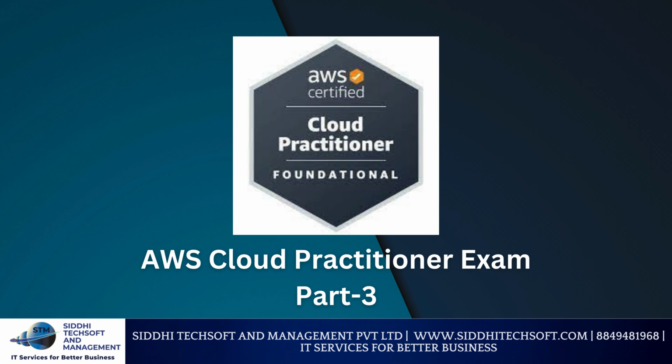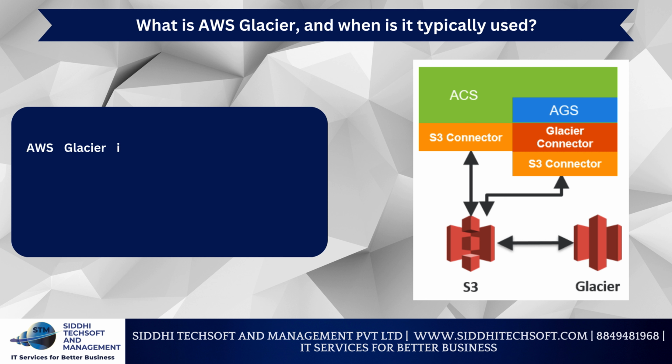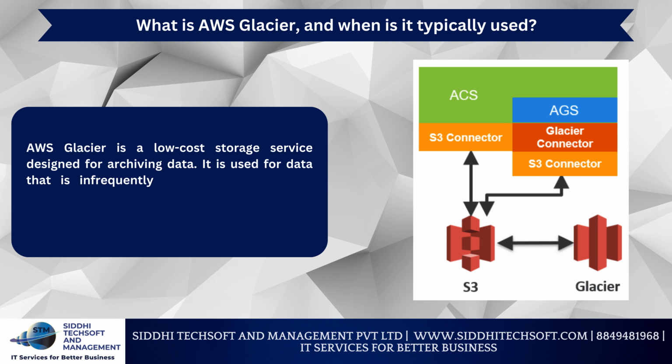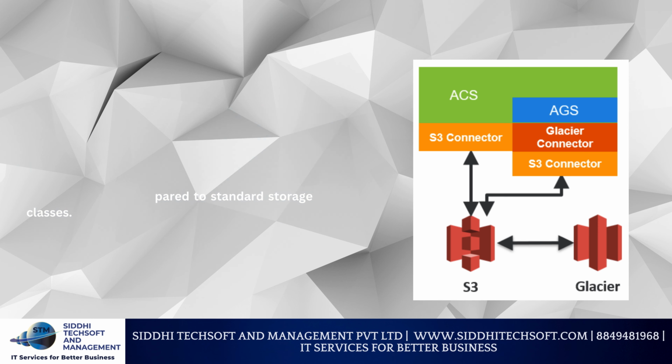Today we are going to talk about AWS Cloud Practitioner Certification questions and answers. What is AWS Glacier, and when is it typically used? AWS Glacier is a low-cost storage service designed for archiving data. It is used for data that is infrequently accessed, and retrieval times are longer compared to standard storage classes.